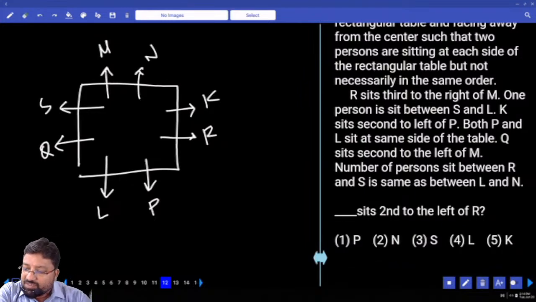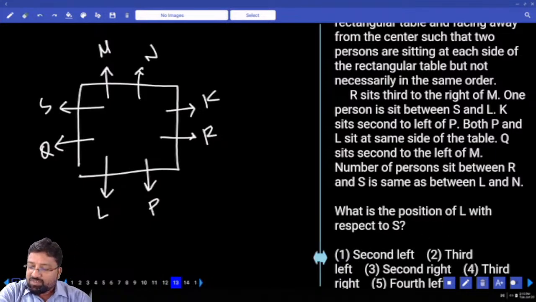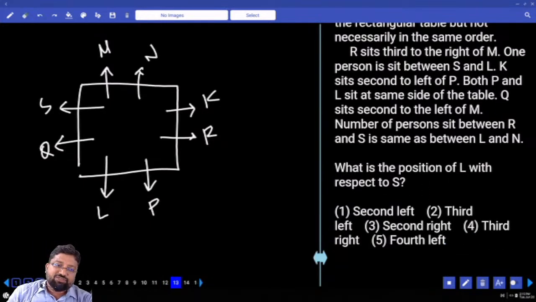Okay, second to the left of R. Second left of R is N. What is the position of L with respect to S? Position of L with respect to S. Tell me. Second to the left.